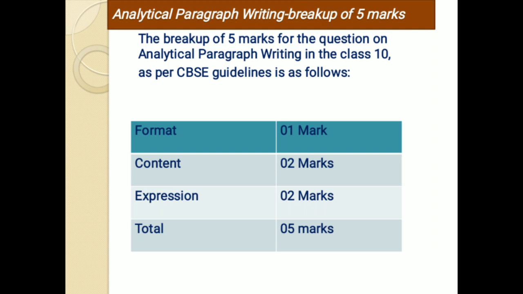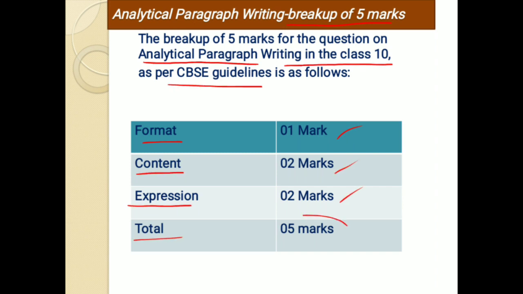Now we have to look at the breakup of 5 marks. The breakup of 5 marks for the question on analytical paragraph writing in class 10 as per CBSE guidelines is as follows. Format, 1 mark. Content, 2 marks. Expression including grammatical accuracy and spelling, 2 marks. Total 5 marks.